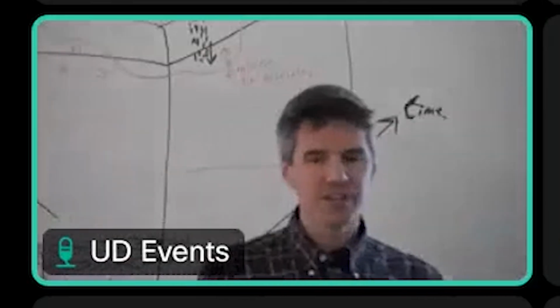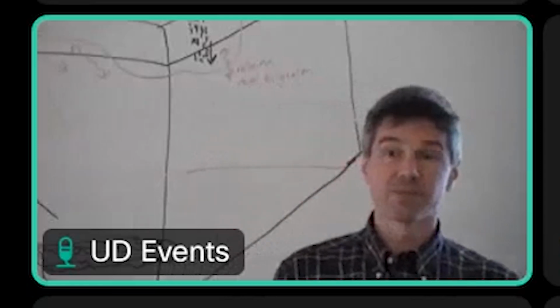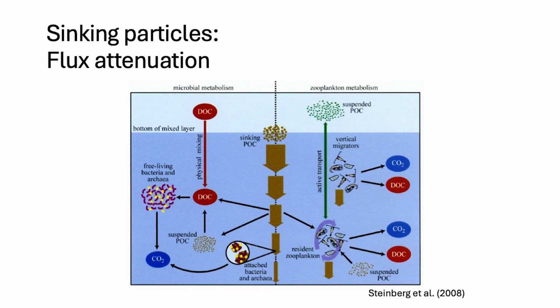And of course, the other really important thing to think about with the gravitational pump is flux attenuation. What's going on after the particles leave the euphotic zone? What determines how deep they make it into the ocean? This is one of the big uncertainties. We have way less measurements of this. This is a figure from some of Debbie Steinberg's work where she looked at the role of both bacteria and zooplankton as two groups that like to chew on sinking particles, although they do it with very different mechanisms.